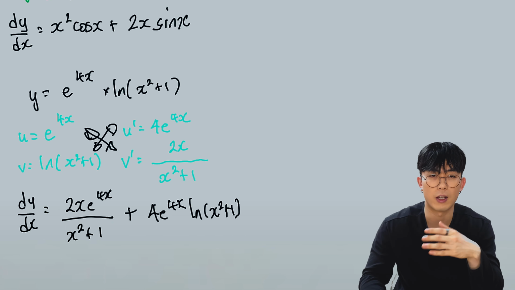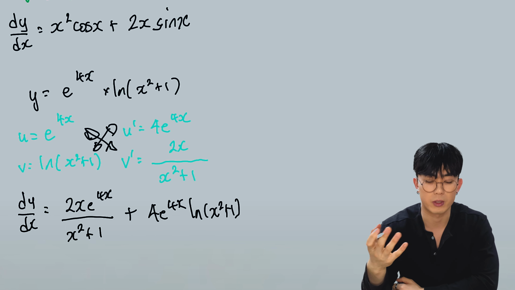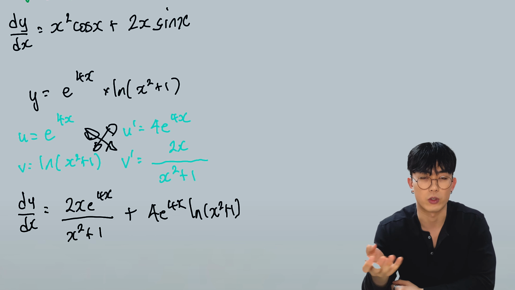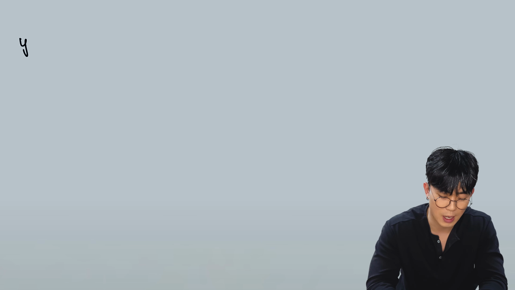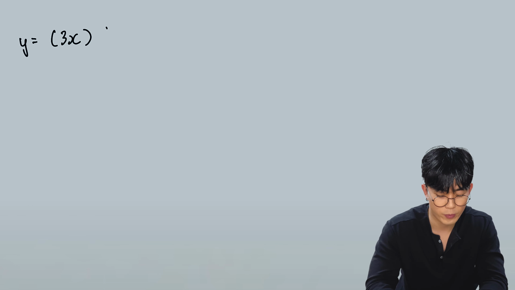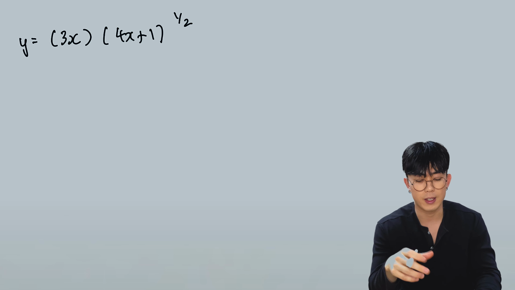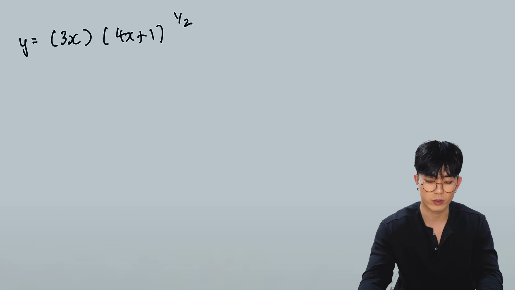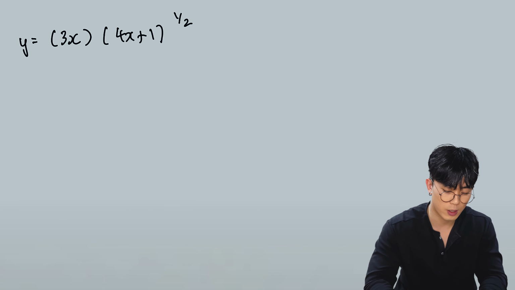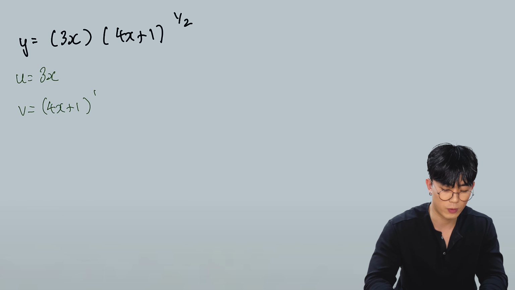So as long as you clearly state where u and v are, then you can pretty much differentiate anything you want if we have to use the product rule. So let's just try one more example. Let's say I want to differentiate y is equal to 3x multiplied by 4x plus 1 to the power of a half. Once again, this is technically two functions multiplied together, so we use the product rule. So we set our u and v, so u I'm going to call 3x, v I'm going to call 4x plus 1 to the power of a half.